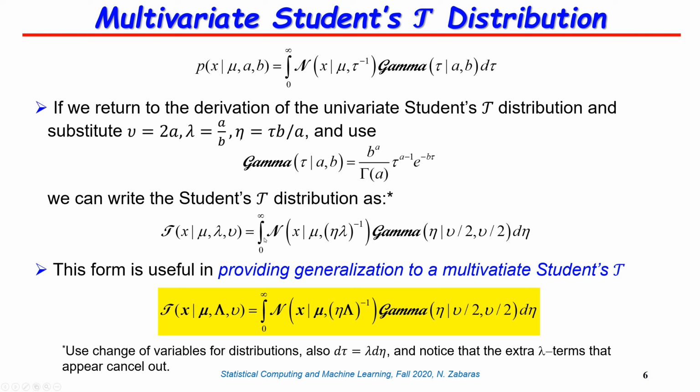And the only thing I'm going to say, since we already covered the topic of change of variables, remember here you have a gamma distribution for tau, and here you have a gamma distribution for eta, and tau is eta times a over b, and a over b is lambda. So remember that again you are changing a PDF from tau to a PDF from eta, and of course you are changing the integration as well from an integration over tau to eta.